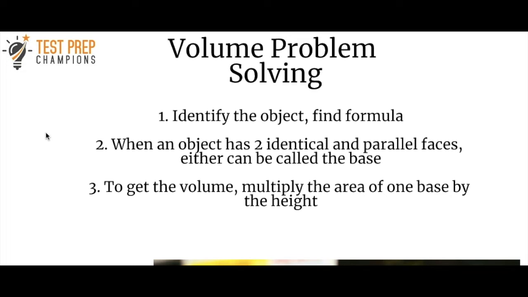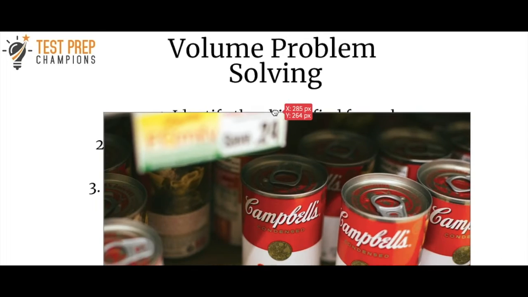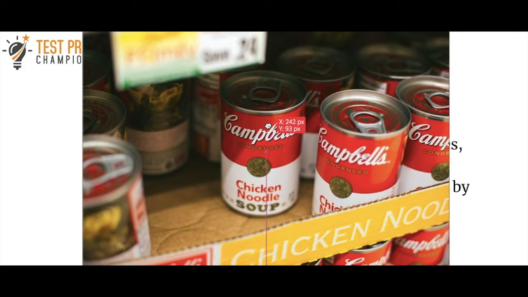So point two here is that when an object has two identical and parallel faces, either of these can be called the base. Okay, so when the object has two identical and parallel faces, either can be called the base. So let me pull up a big picture here to show you what I mean. So this is a soup can, obviously. And a soup can is a perfect example of this.